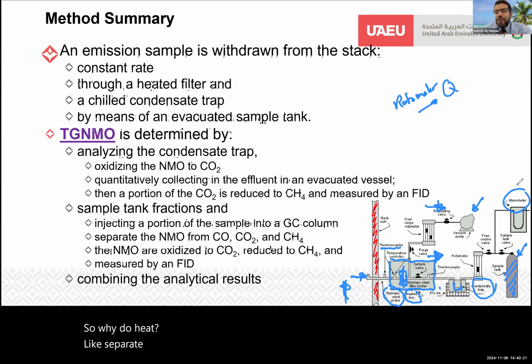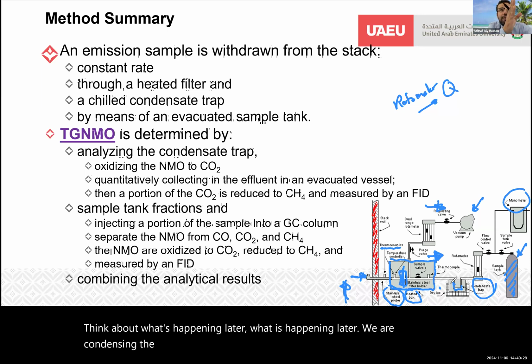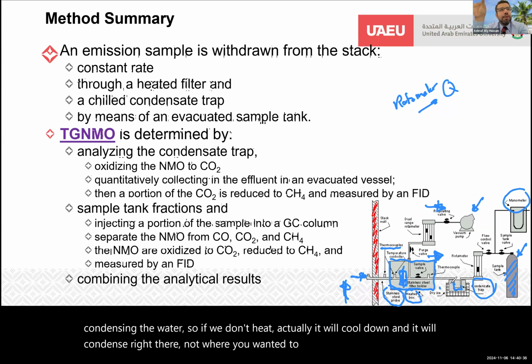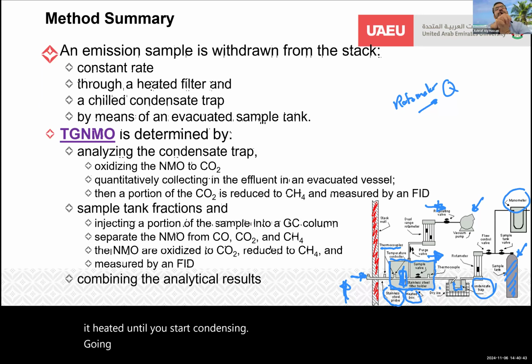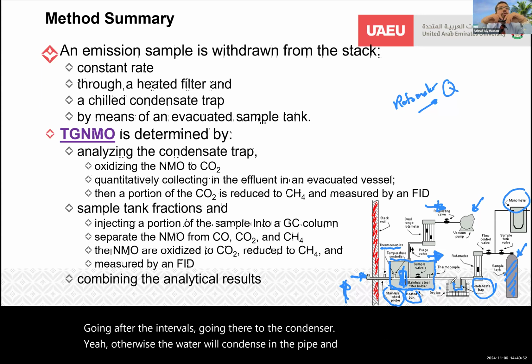Think about what's happening later. What is happening later? We are condensing the water. So if we don't heat, it will cool down and condense right there, not where you want it to condense. So you need to keep it heated until you start condensing. The heated box is going to the condenser. Otherwise the water will condense in the pipe and then it will be blocked, so you will not have flow.